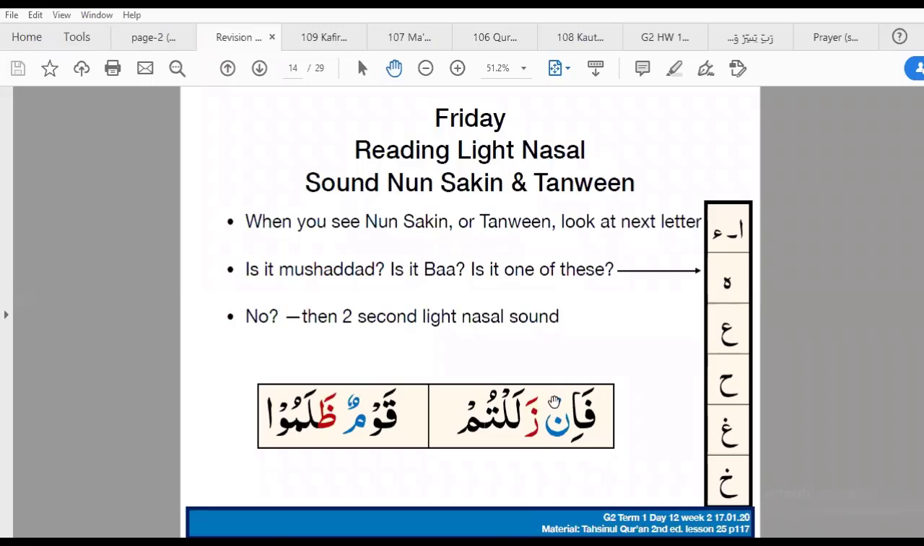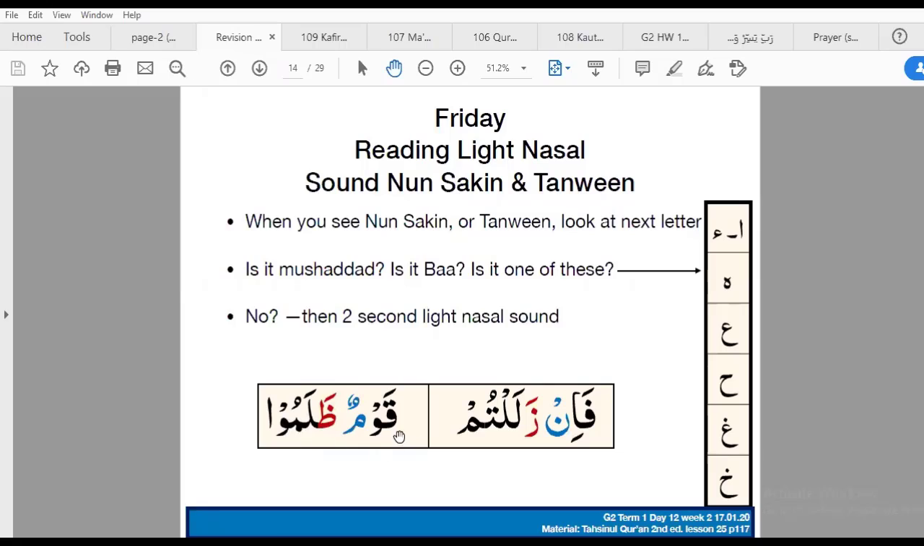So what you did over here, you looked at the noon sakin and you looked at the next letter, which is za. Now over here, za is not a mushaddad letter, it's not ba, and it's neither one of these letters. So that is why when you say this noon sakin, you do so with a partial nasal sound for 2 seconds. Fa'in, like that. Excellent. Now over here, this is an example of when tanween is there. On top of the meme you can see a tanween, and the next letter is za. Za is neither a mushaddad letter nor any of those letters. That's why when you produce the sound of the tanween, you do so with a 2-second light nasal sound.